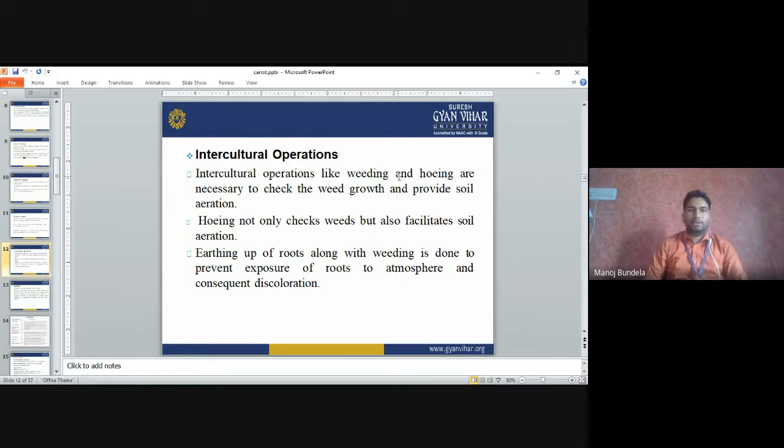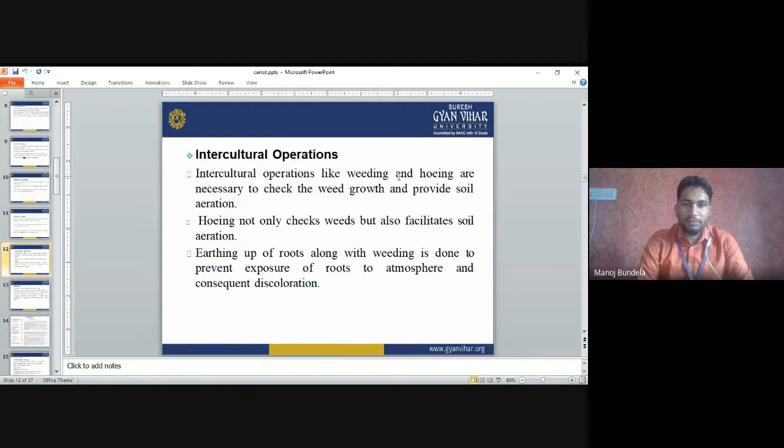Intercultural operation. Operations like weeding and hoeing are necessary to check weed growth and provide soil aeration. Hoeing not only checks the weeds but also facilitates soil aeration. Earthing up of the roots along with weeding is done to prevent exposure of roots to the atmosphere and consequent discoloration. Normally we have to go for earthing up.